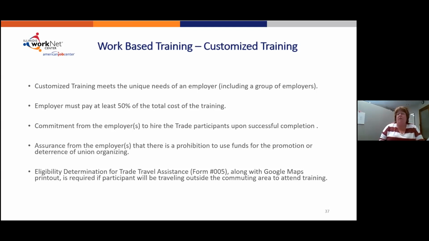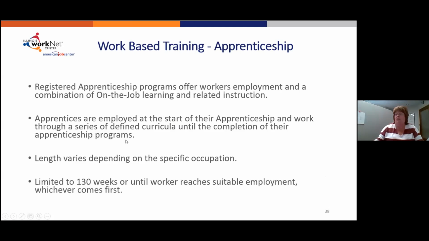There also needs to be assurance from the employers that there is a prohibition to use those funds for the promotion or deterrence of union organizing. And you would also need to complete the Form 5 to support any travel assistance that may be needed for the participant. We don't have specific forms for customized training. If someone does come into a situation like that, let us know. We'll work you through it, and we'll get it all worked out for you.